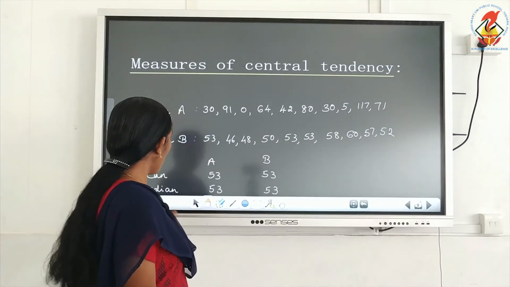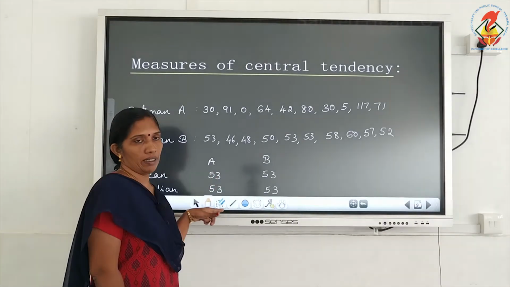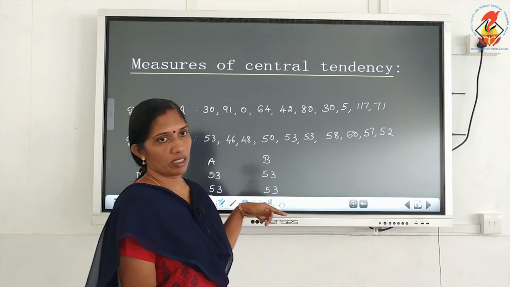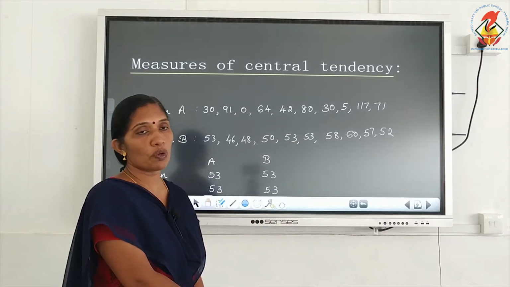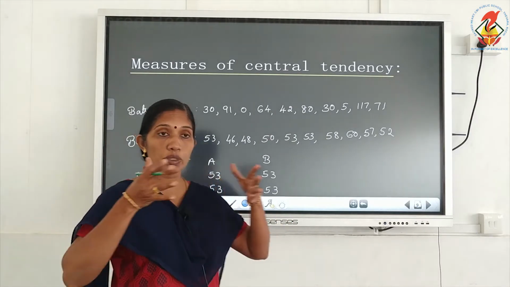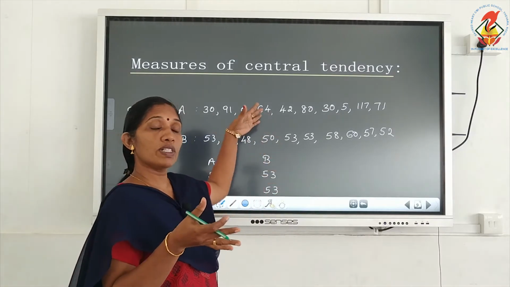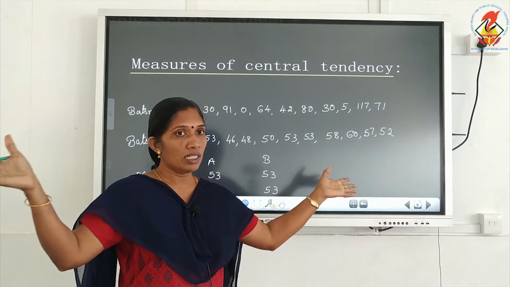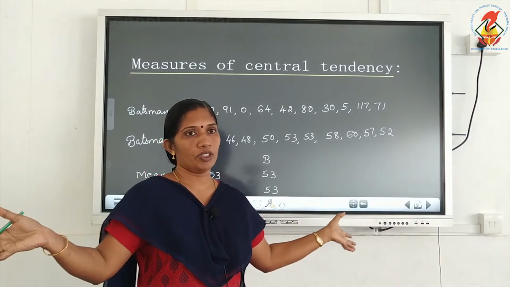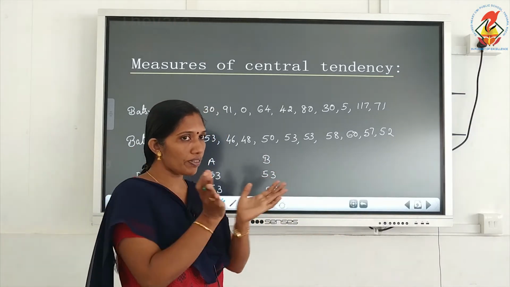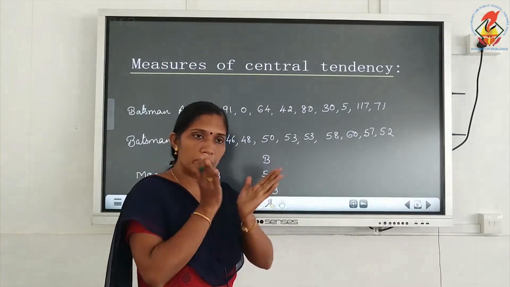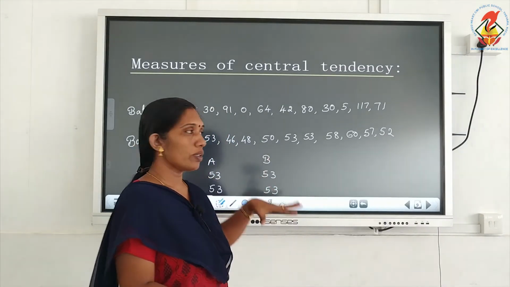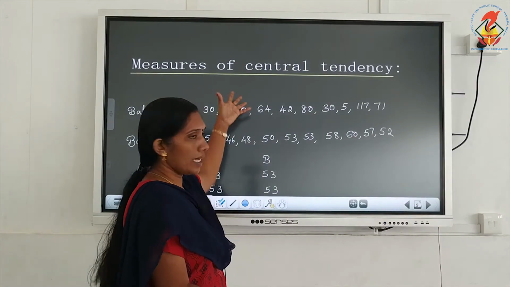So based on this mean and median, we can't give a better interpretation. Variability is also another factor. Variability means how much data is scattered. For the first person, the range is 0 to 117. That much range is there. You just consider the difference. Here the scores are in between 40 to 60. So B is better than A.